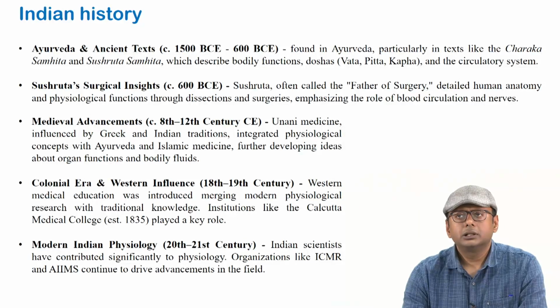Then Sushruta, who is often called the father of surgery, performed some innovative surgeries in those days. It is almost difficult to imagine now how he did those surgeries, but he is one of the pioneers and rightly called the father of surgery. Apart from that, he discovered the role of blood circulation and nerves. Following which, around the 8th to 12th century, Unani medicine came, mostly influenced by Greek and Indian traditions. It integrated physiological concepts of Ayurveda and Islamic medicine.